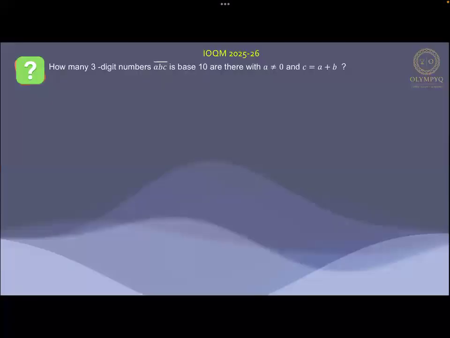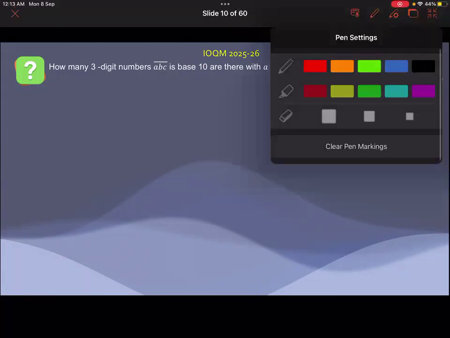In this question they ask how many 3-digit numbers ABC with base 10 are there with A not equal to 0 and C equal to A plus B. Now in this question we need to make different cases and check for it.